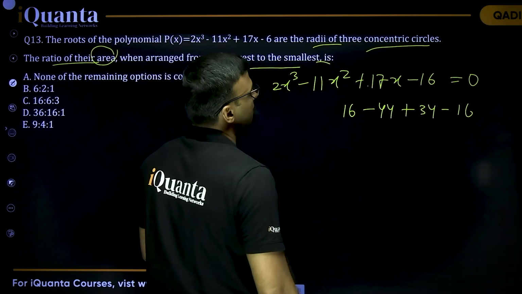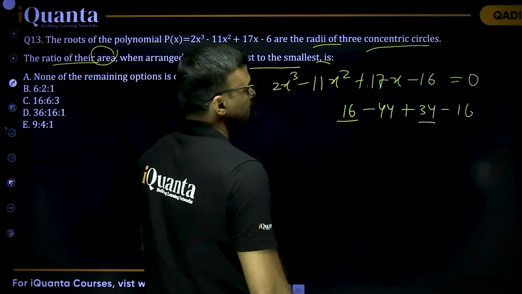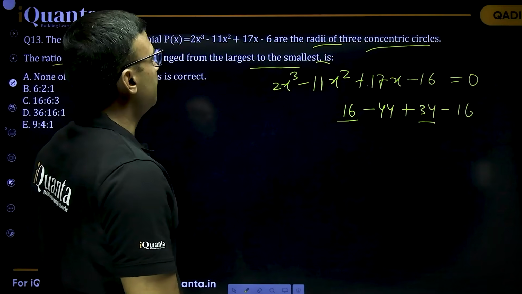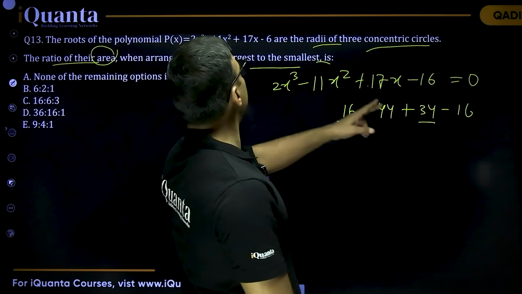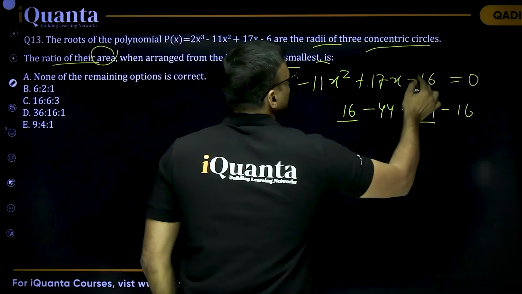17 into 2 is 34, 44. So 16 plus 34 is 50, and 17 into 2 is 34. Have I written it correctly? Yeah, I have written it wrong. What mistake did I make?